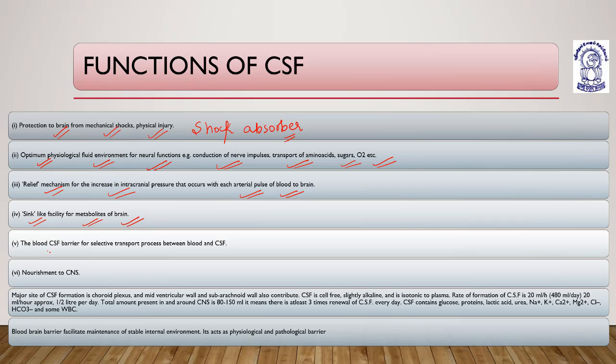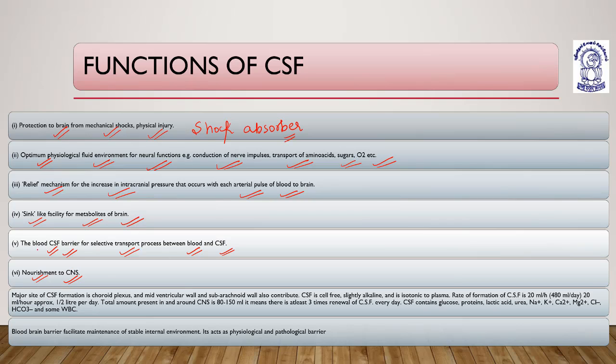The blood cerebrospinal fluid barrier or blood brain barrier is for selective transport process between blood and CSF. So the blood CSF barrier helps in the selective transportation of the nutrients. It helps to provide nourishment to central nervous system.